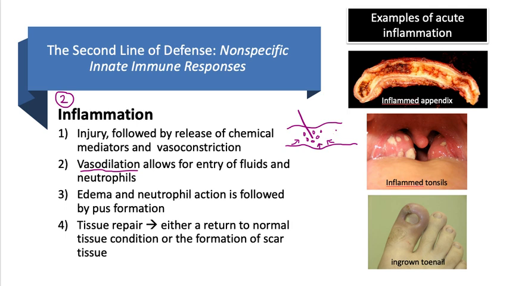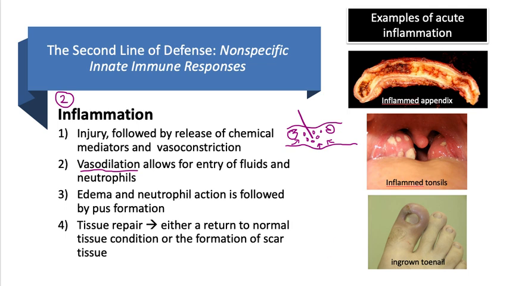And this is where our neutrophils come in, or our white blood cells. Once the neutrophils come in, they start gobbling up the microbes, and the fluid will also accumulate from our bloodstream, and that's what causes that swelling, which is called edema. So edema, that fluid accumulation, and then phagocytosis, which is neutrophil action, is then followed by pus formation.